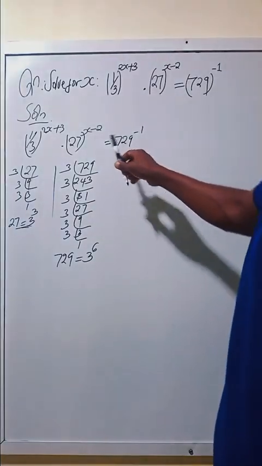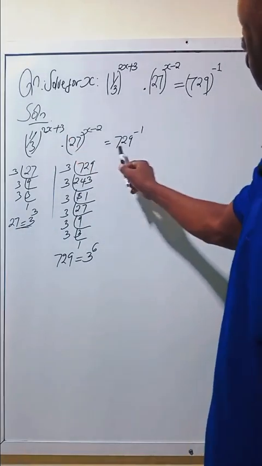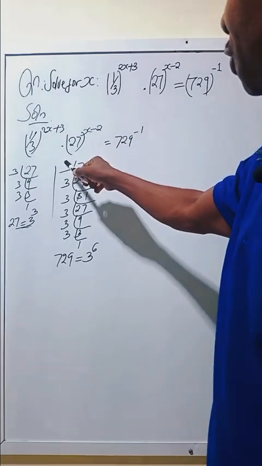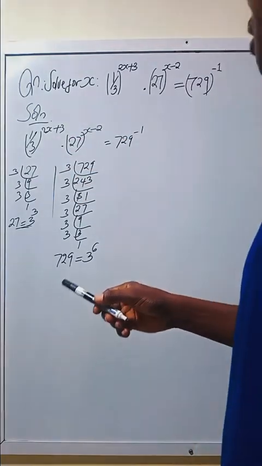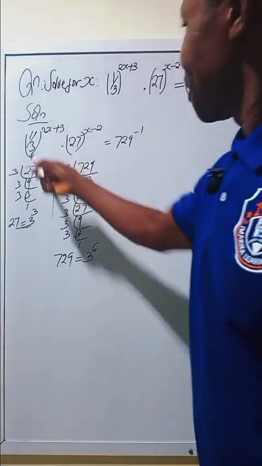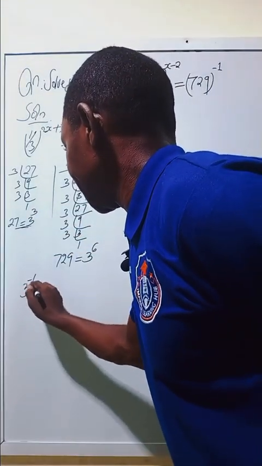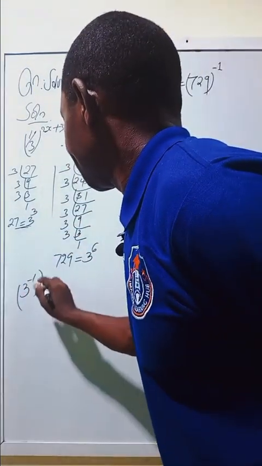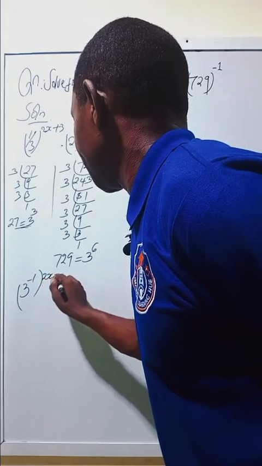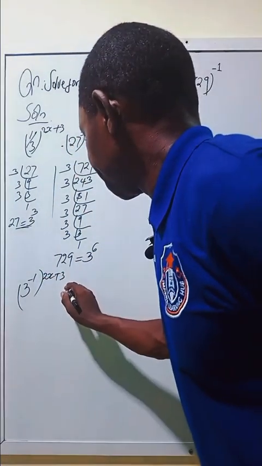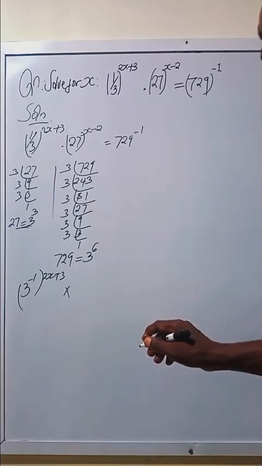Rewriting this from the format, you can see this is a fraction, this is a whole number, this is a whole number. So let's use one format, either to make all of them fractions or all of them whole numbers. So 1/3 is the same as writing 3^(-1). So here we have 2x plus 3. Dot means multiplication.